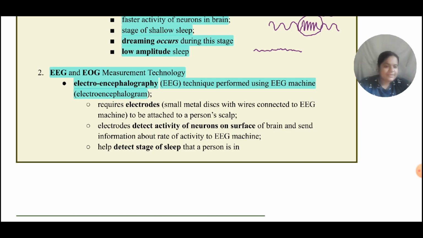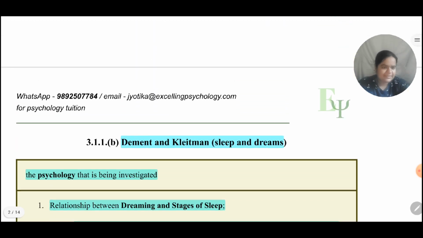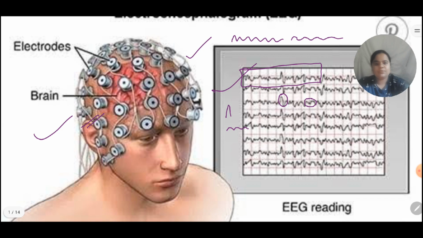Now, how the EEG technique works, we have to know something more about it, because it becomes a part of the psychology investigated in the study. It's an indispensable part of how Dement and Kleitman were able to study the relationship between sleep and dreams. So we have to know more about it. The EEG technique is such that it requires some electrodes to be attached to a person's scalp, as we had seen in the diagram. Let's just revisit that diagram once to make these points more clear.